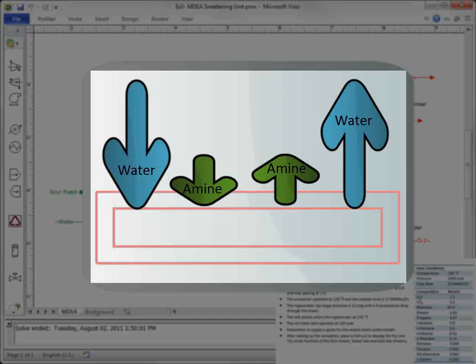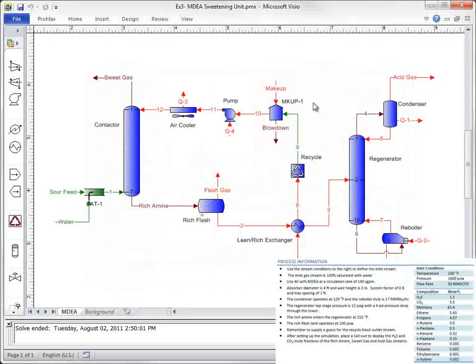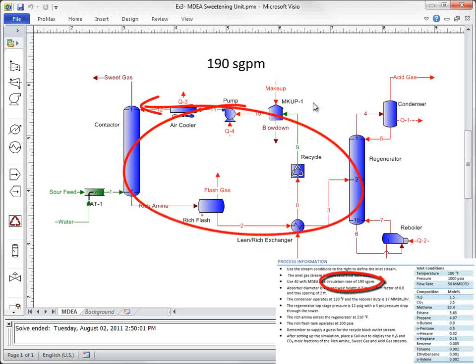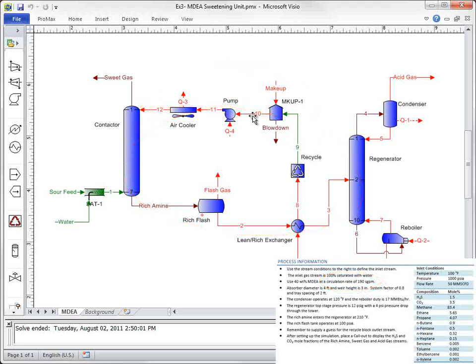It will change with any change in the operating conditions or flow rates. ProMax can calculate the required flow rates of both parts of the system as long as it is given the correct information in this block. First, we have a desired circulation rate for the solution, in this case 190 standard gallons per minute. This should be set at the outlet of the makeup blowdown block.